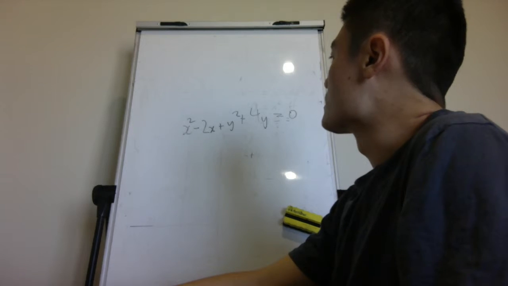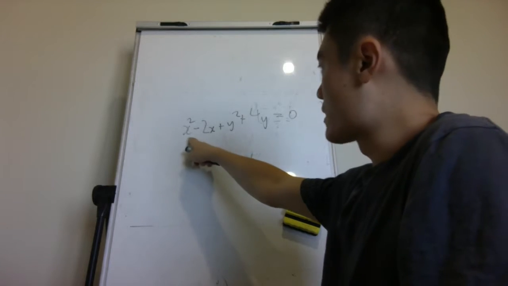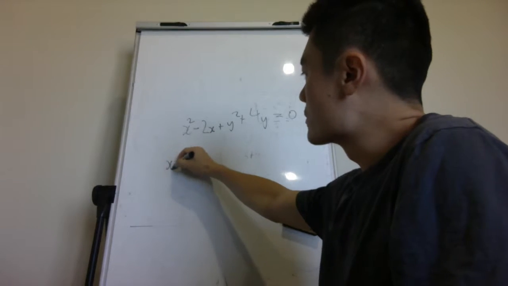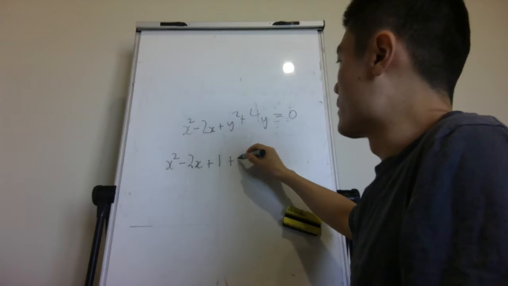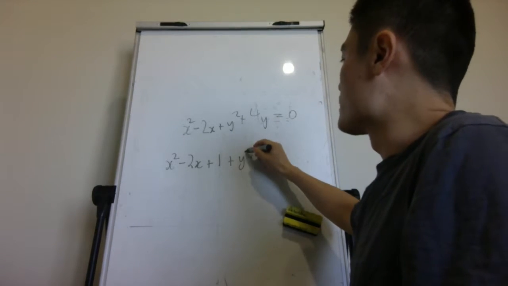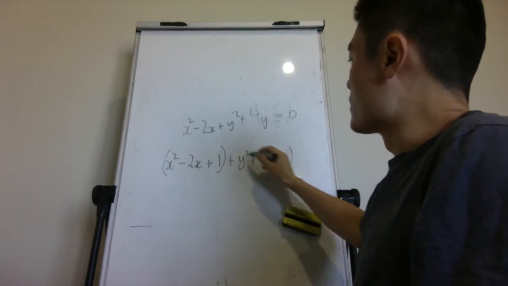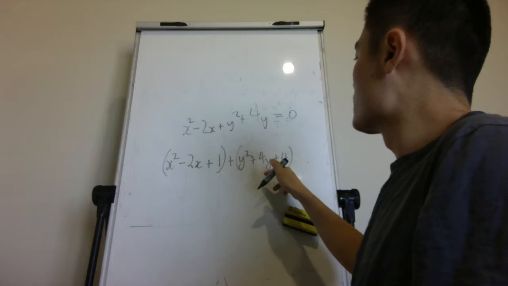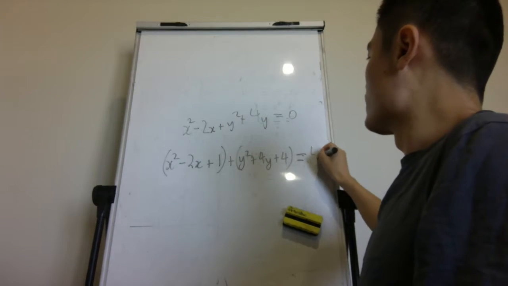So the way it basically works, this is a standard question in some ways, is you complete the square, okay? So x squared minus 2x is not a perfect square, but if you add 1 to it, it would be, okay? And then y squared plus 4y is not a perfect square, but if you add 4 to it, it would be a perfect square, okay? But you can't just add 1 and 4 without changing the equation. So you have to add 1 and 4 on the other side as well, which will give you 5.